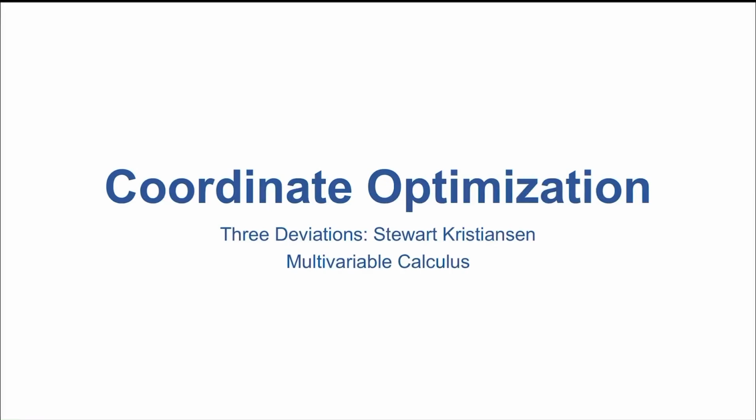In today's video, I'd like to discuss coordinate optimization. Now, coordinate optimization was something that we did in single variable calculus. So let's say I had a parabola of some sort, or I could have a line of some sort, and I would want to find a shortest distance.